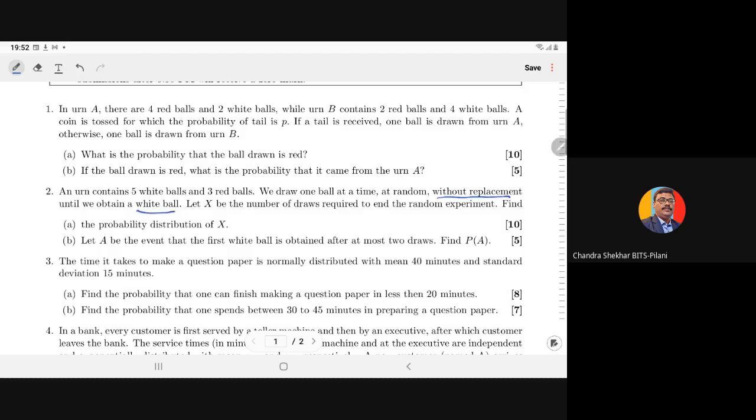Let X be the number of draws required to end the random experiment. So this is the random variable. It is always necessary to specify properly what the required random variable or required event is. Find the probability distribution of X. So you have to determine here the probability mass function, because X is a discrete random variable. Let A be the event that the first white ball is obtained after at most 2 draws. Find P of A.